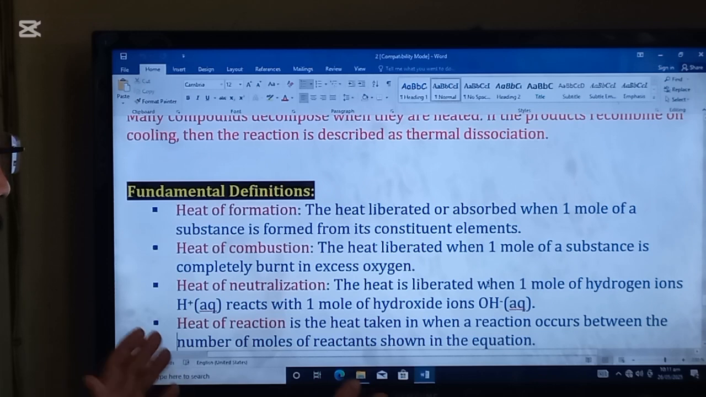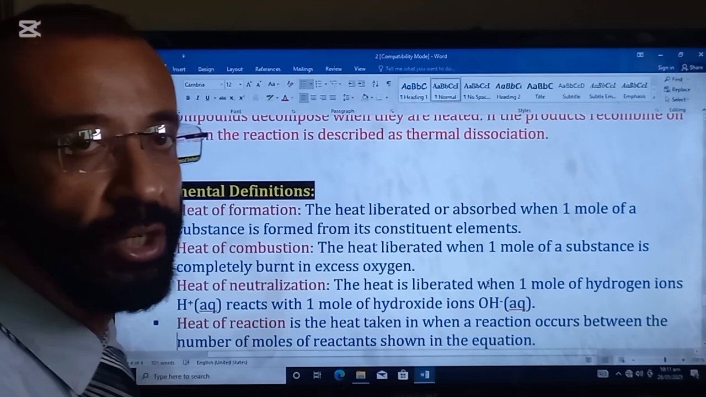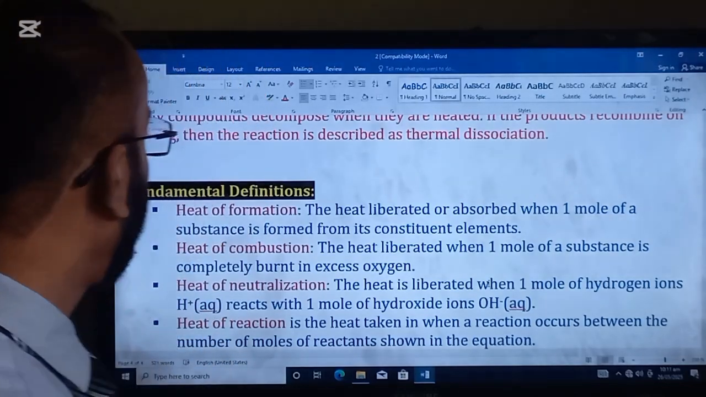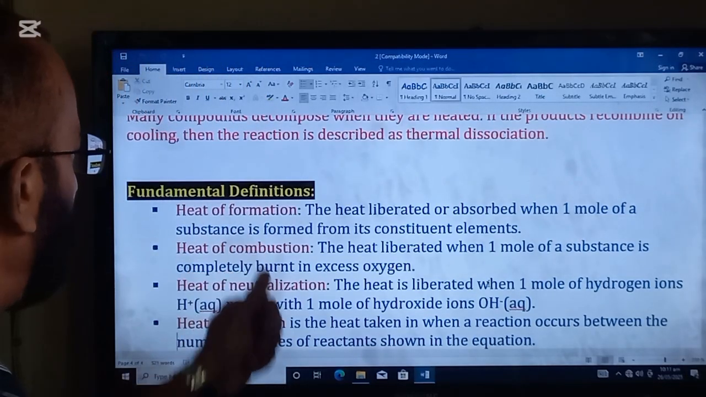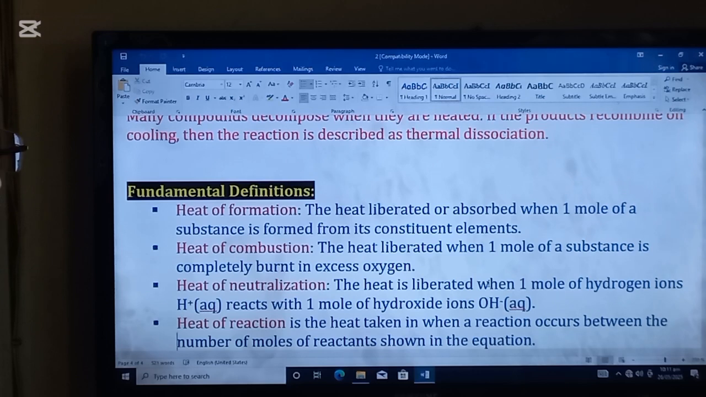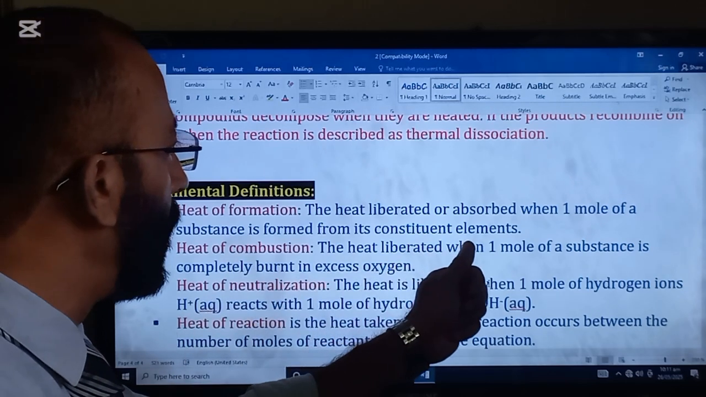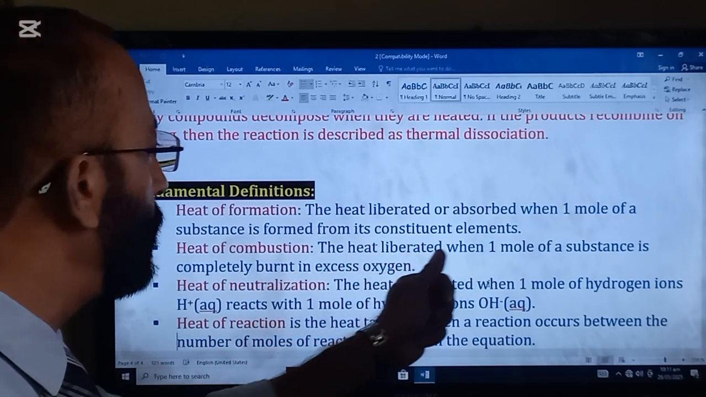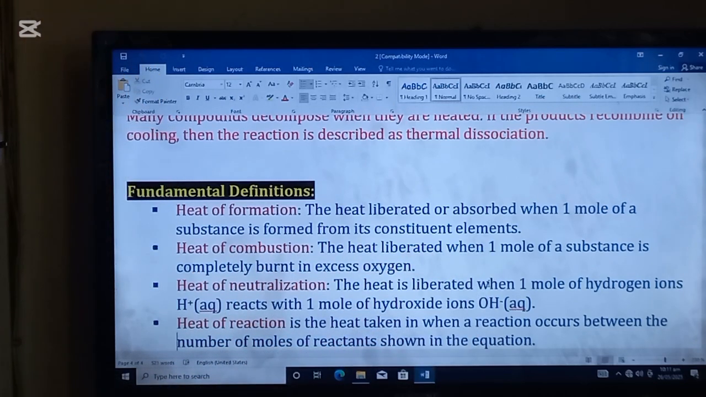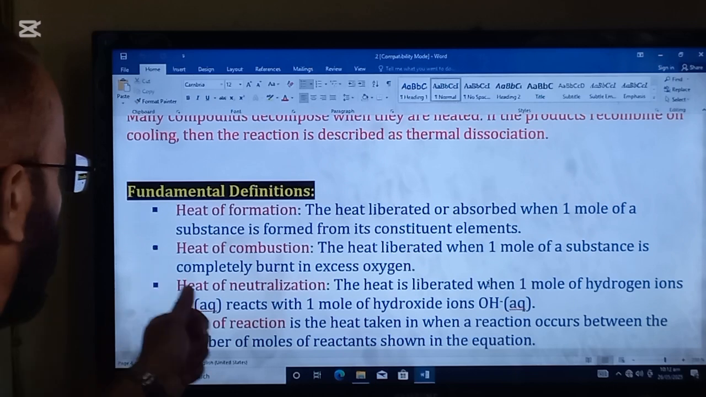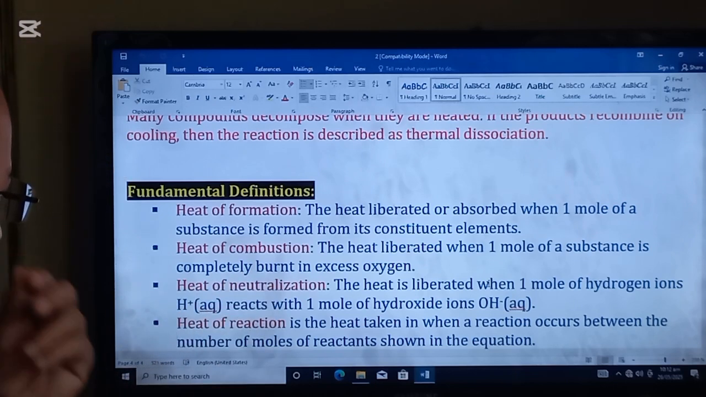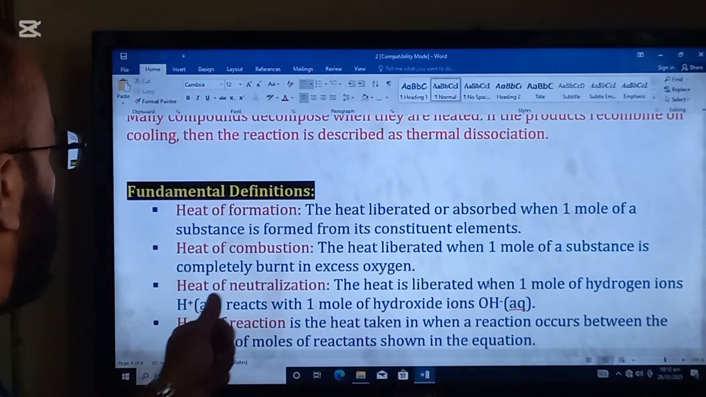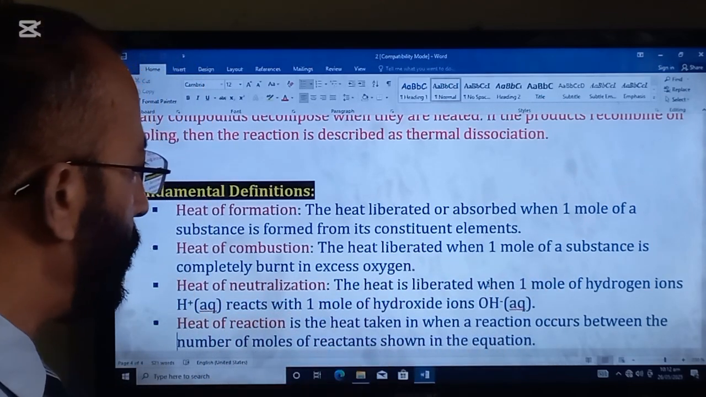And students, at the end, we are going to read some very important definitions in this topic. These frequently come in the paper. The first definition is heat of formation. The heat liberated or absorbed when 1 mole of a substance is formed from its constituent elements. Next is heat of combustion. The heat liberated when 1 mole of the substance is completely burned in excess oxygen.